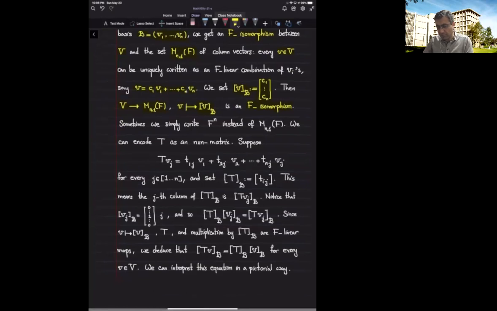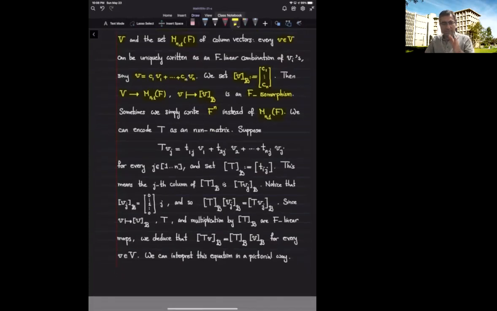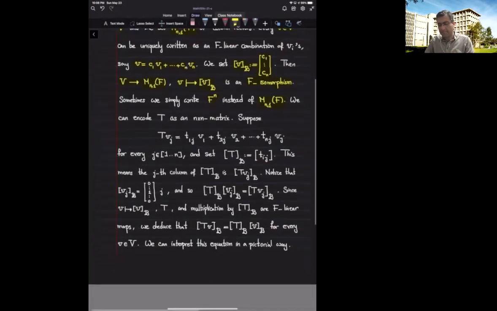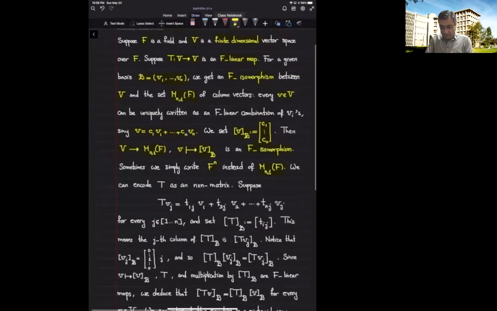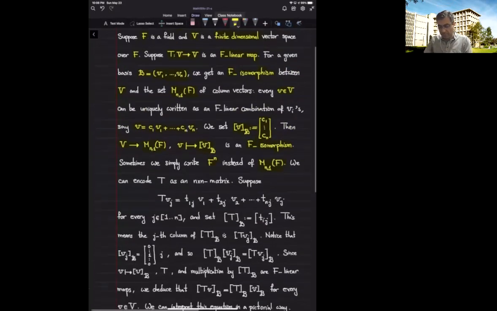So again, from this point on, instead of writing n column vectors with n entries, I will simply write down F to the n, with the understanding that I'm thinking about F to the n as column vectors. Now that we have encoded the entire vector space using these column vectors, we can also try to encode a given linear transformation. So suppose that T is a linear transformation, the one that we have been given.